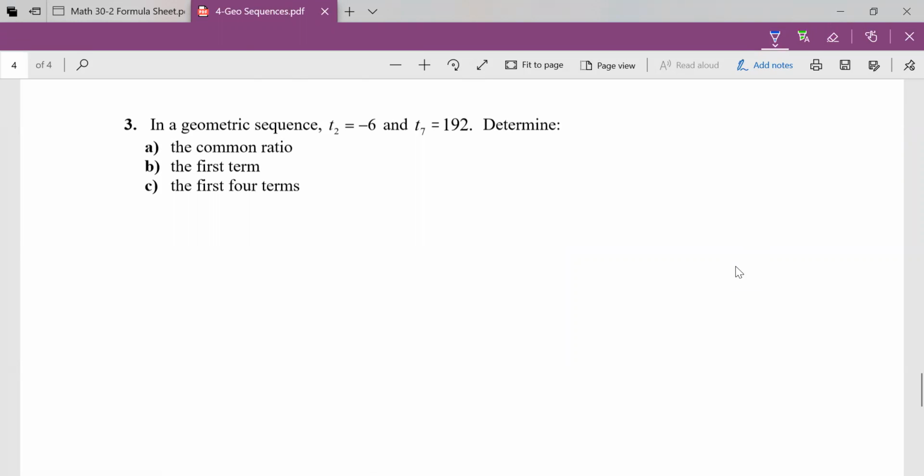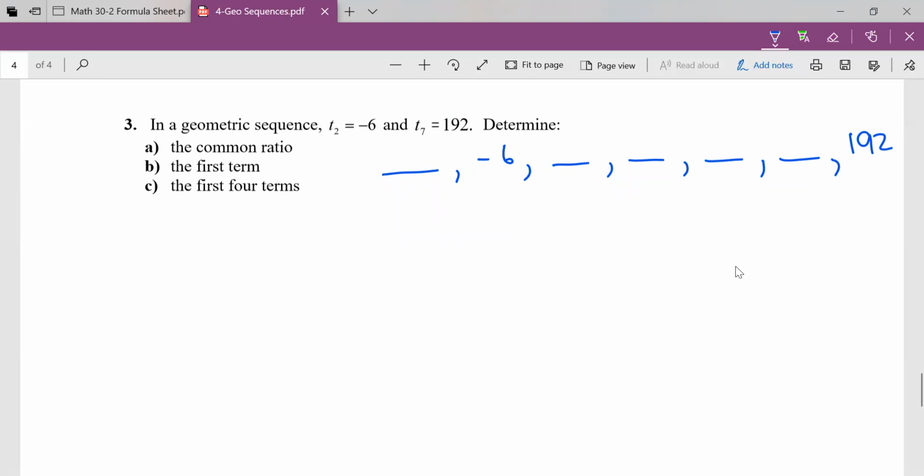Okay, number 3. In a geometric sequence, they give us 2 terms, and it says, determine the common ratio of the first term and find me the first 4 terms. Okay, so find the common ratio. Well, what have I got here? Well, T1, I don't know. Term 2 is -6. Term 3, I don't know. Term 4, I don't know. Term 5, I don't know. Term 6, I don't know. But all of a sudden, down here at term 7, I know this. So I can't figure out the ratio in a rather easy way. I can't just visualize it.